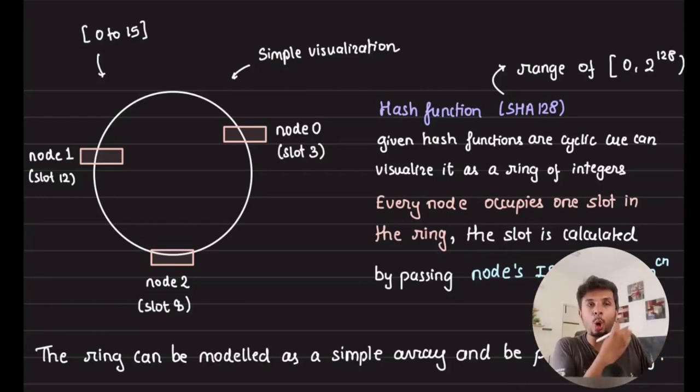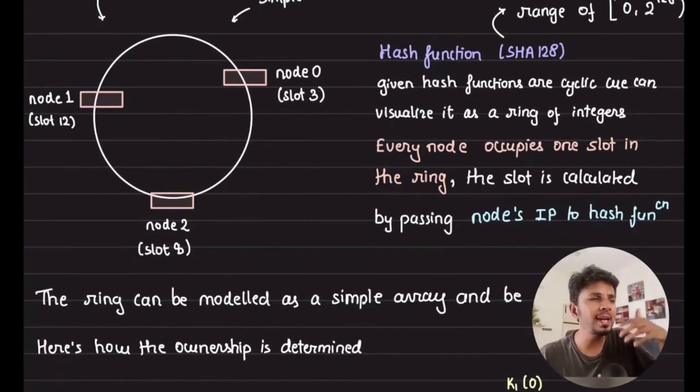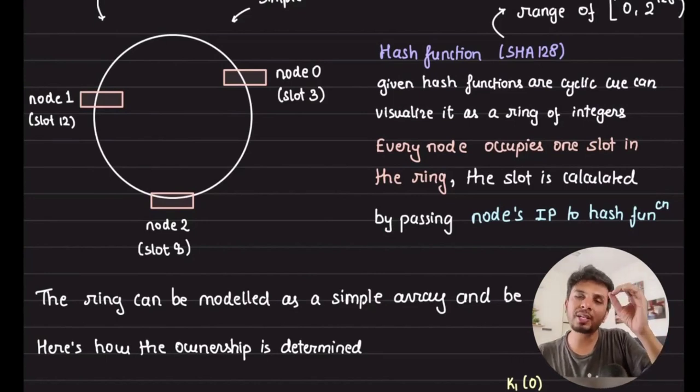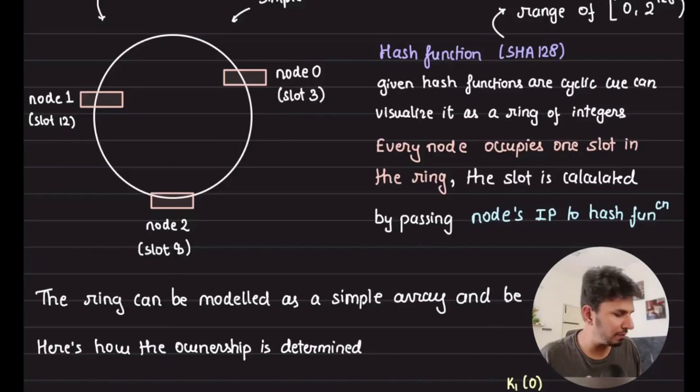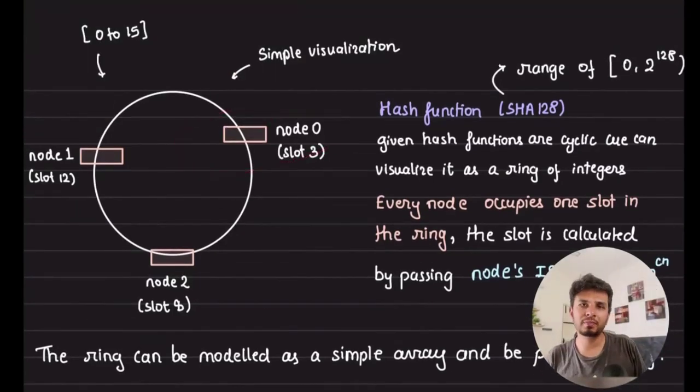Now every storage node occupies a slot in the ring. What does occupy mean? For example, say I am storage node 0. When I pass my identifier, like my IP address, through the hash function, I get value 3, so node 0 is placed there. Node 2 passed through the hash function gives 8, so it stays there. Node 1 got slotted at 12. Remember, our range is just 0 to 15, but in reality it is 0 to 2 raised to power 128.